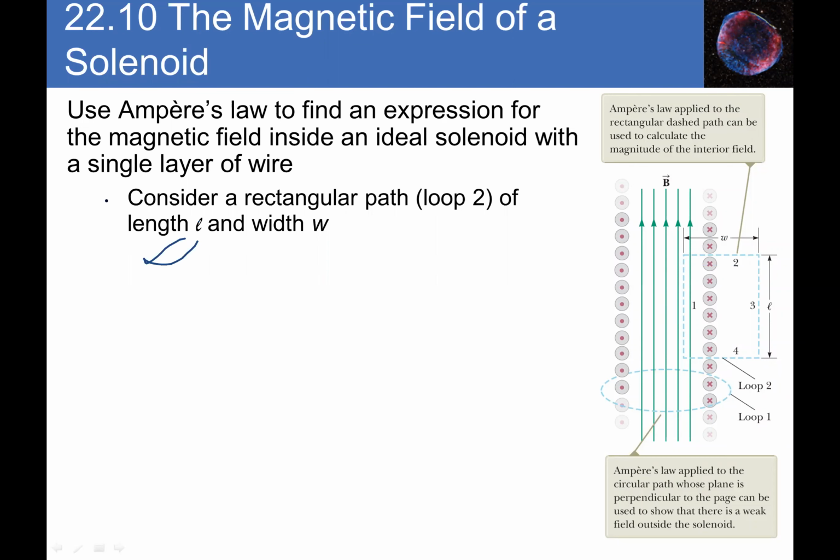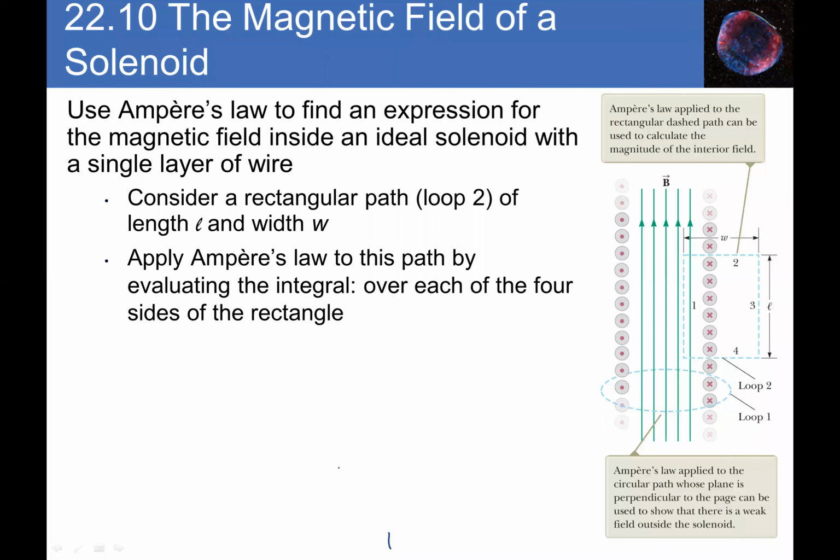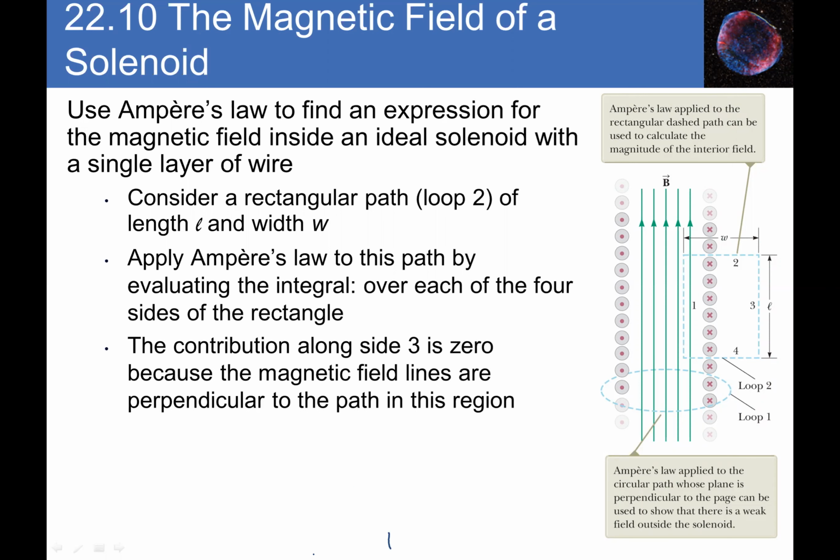And what you have to do here is calculate 4 different integrals of the magnetic field. We kind of go over some of those things and then I'll do the equation. So we're going to apply Ampere's law to the path by evaluating the integral over each of the 4 sides of the rectangle. The contribution along side 3 is 0.